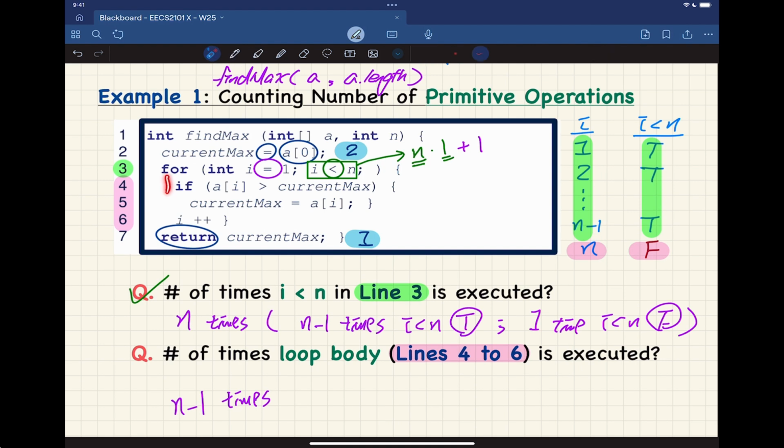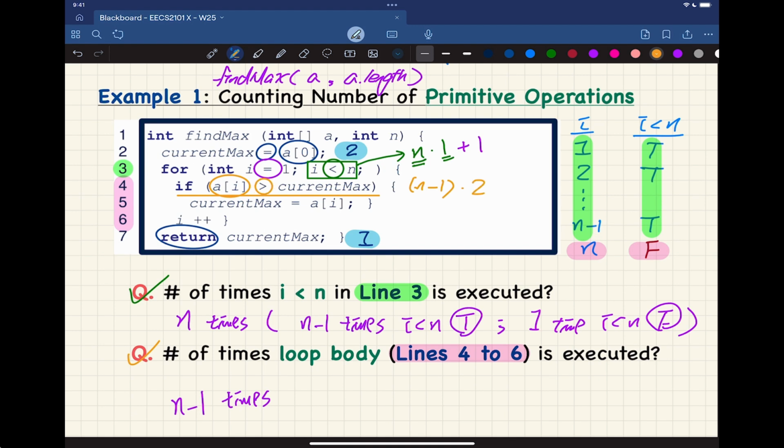And this if condition is going to be checked every time. Now, how many? N minus 1 times. All right, so n minus 1, first of all, because we know the body of the loop is going to be executed n minus 1 times. So this one here, first of all, we start with n minus 1 because of this. And each time, we're going to do array indexing. And also, we're going to do the relational operation. So n minus 1 times 2.